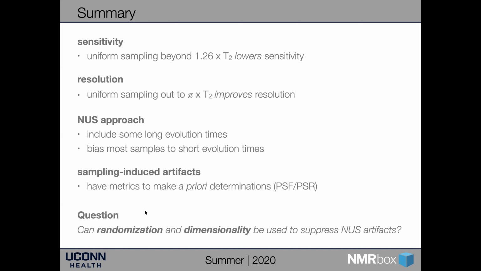We've taken a look at how sampling-induced artifacts can be quantified. We have a couple metrics that can be deployed in advance. We can look at a point spread function and the peak to side lobe ratio to get an understanding of the magnitude and the nature of the sampling-induced artifacts that might be introduced. So the next question we want to ask here is, can randomization and dimensionality be used to suppress our NUS artifacts?